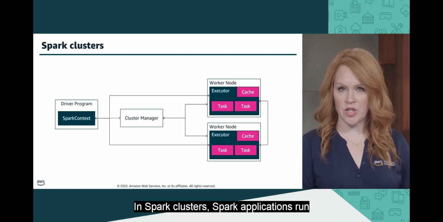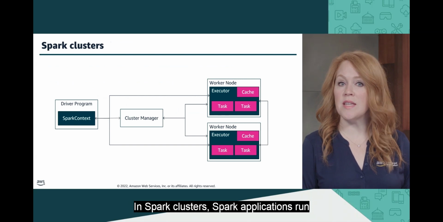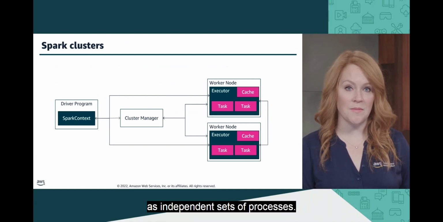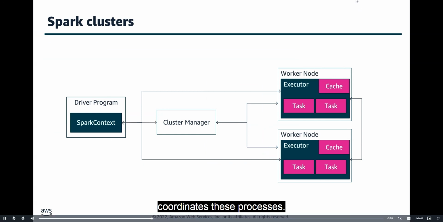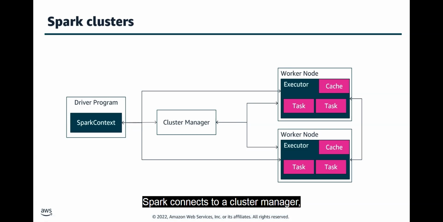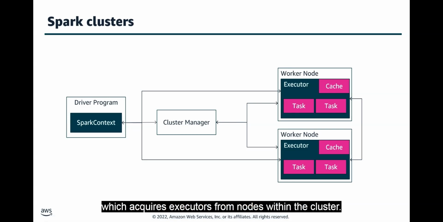In Spark clusters, Spark applications run as independent sets of processes. The Spark context object that resides within the driver program coordinates these processes. Spark connects to a cluster manager, which acquires executors from nodes within the cluster. These executors are responsible for running the computations and storing the data in cache for your application. The Spark context object communicates directly with the executors, sending them tasks to be processed.